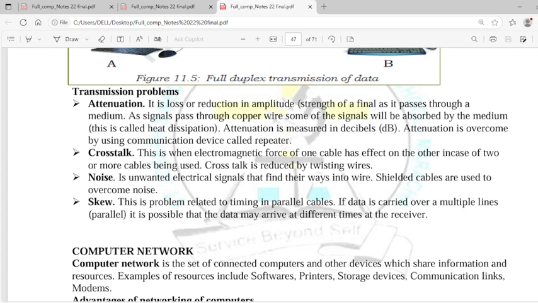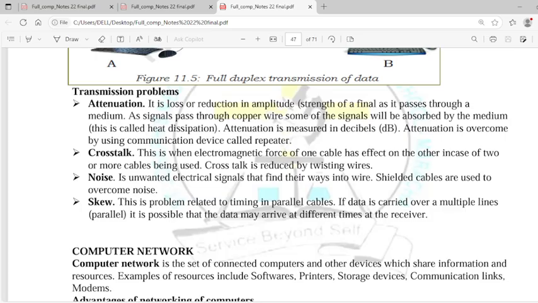Then lastly, for us to close, let's look at the transmission problems. What are the problems that may occur during transmission? We basically have four of them. The first one we already looked at, that is attenuation. We have crosstalk, we have noise, and lastly we have skew.